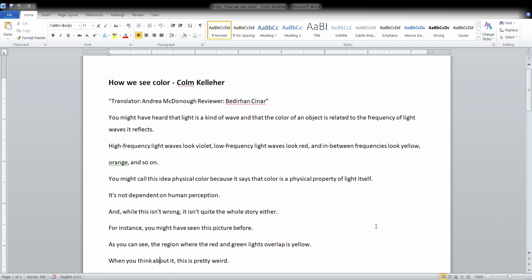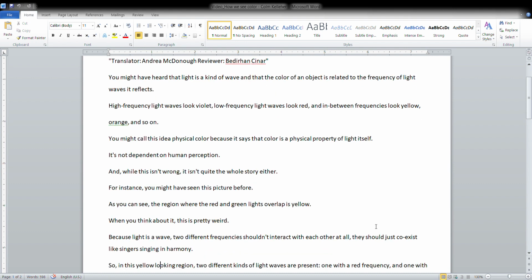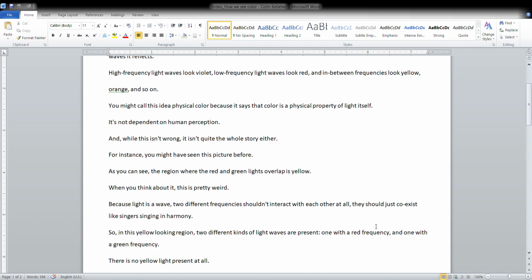And while this isn't wrong, it isn't quite the whole story either. For instance, you might have seen this picture before. As you can see, the region where the red and green lights overlap is yellow. When you think about it, this is pretty weird because light is a wave. Two different frequencies shouldn't interact with each other at all.